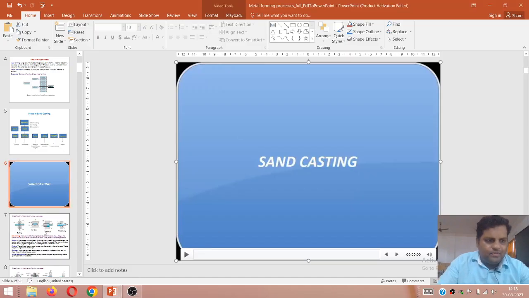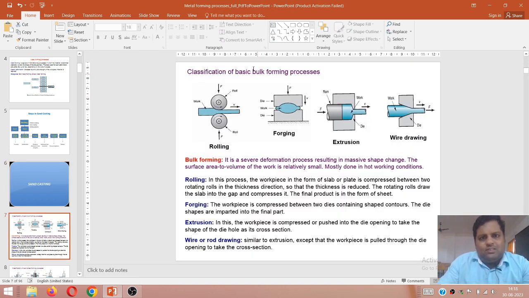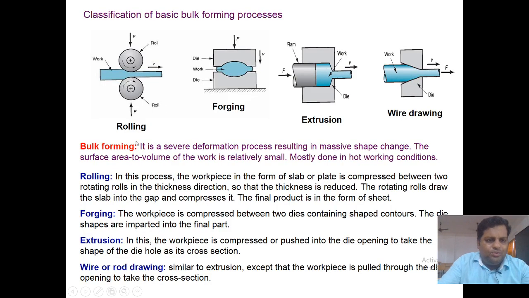These are other basic bulk forming processes: rolling, forging, extrusion, and wire drawing. I will tell you in detail what rolling is. We have hot rolling and cold rolling. Hot rolling is nothing but heating the material to attain a certain temperature. After that, we feed the material in between the rollers. The material changes its dimension to the required shape according to the gap we set, and the thickness varies. This is called hot rolling.